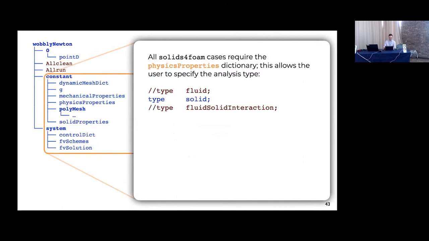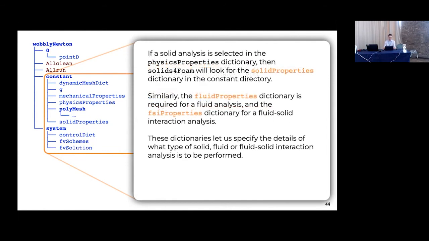If I just look at the constant system, the only distinction between a normal OpenFOAM case and Solids4Foam is the first thing it looks for is a physicsProperties dictionary. It's a dictionary that just tells it, is this a solid or a fluid or an FSI case? That's it. So you just say solid, fluid, or fluidSolidInteraction. If you say solid, then it will look for solidProperties. If you say fluid, it'll look for fluidProperties. If you say fluidSolidInteraction, it'll look for fsiProperties.